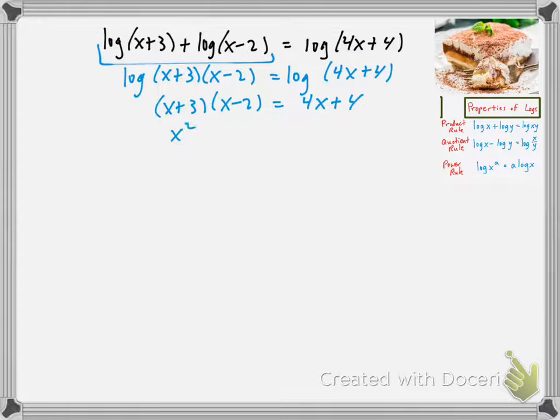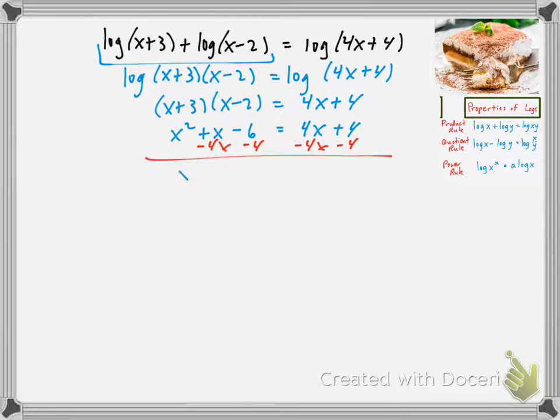And then we're going to multiply these two binomials together using the FOIL method. X squared minus 2x plus 3x is a plus 1x. And then we have a minus 6 equals 4x plus 4. And then we're going to subtract 4x from both sides. We're also going to subtract... Oh, I messed up. Oh, what a bummer. This is not going to work out. I thought I had it. I don't know what I did wrong.